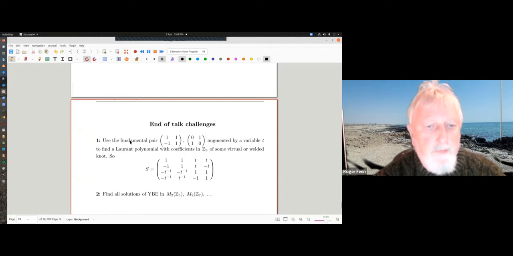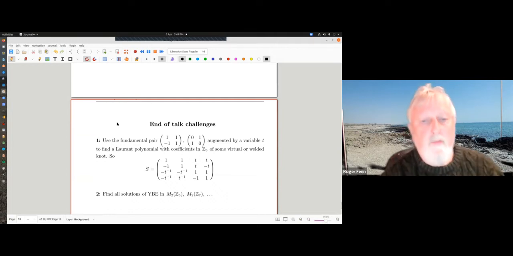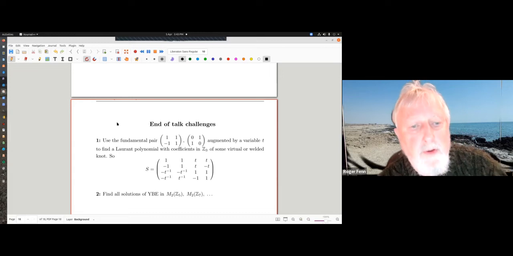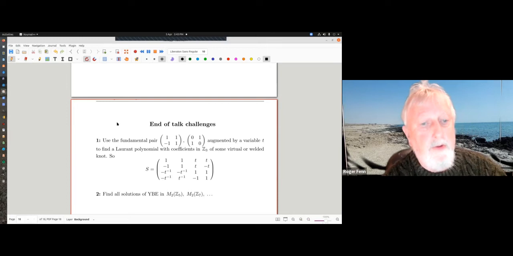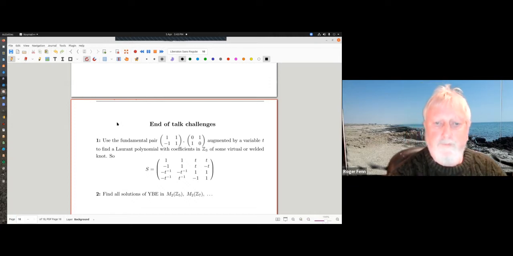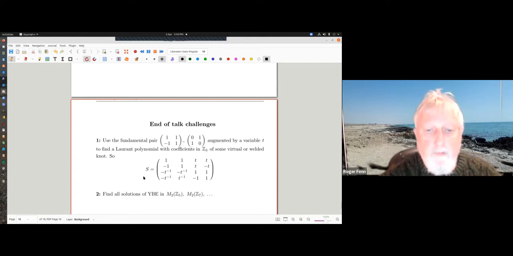So here's some challenges. If I take these fundamental pair augmented by a variable t to find a Laurent polynomial with coefficients in Z3 of some virtual or welded knot. Let me just say that it's no good looking for something new with classical knots because you don't get anything new with this. But you do get very interesting examples with virtual knots. And it requires a lot of computing and so on to do the maths. So you can try to see what you can find. I suppose I'm challenging Andy here because he's the one who can write the programs.